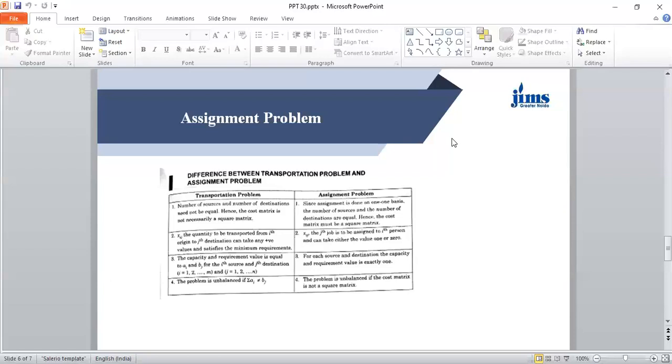Now we shall have our last chapter, as you can see in your syllabus. The last chapter is scheduling by CPM and PERT. We shall start it from the next class.